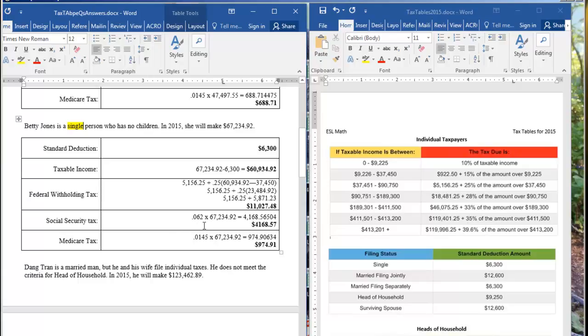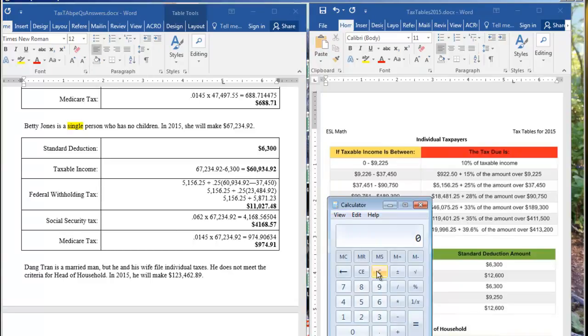Same thing for Medicare tax. We have the 1.5, 0.0145 times, let's see, $67,234.92, and here we come up with that same number, 974.906. Money is only 2 digits, so I want to go to the thousands column. It's over 5, so I'm going to round up 1 and change this to $974.91.